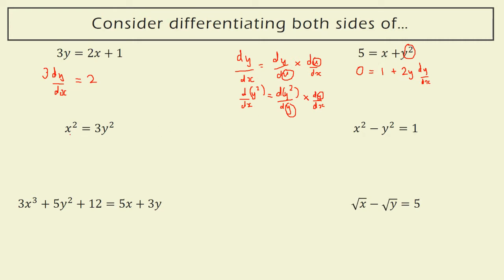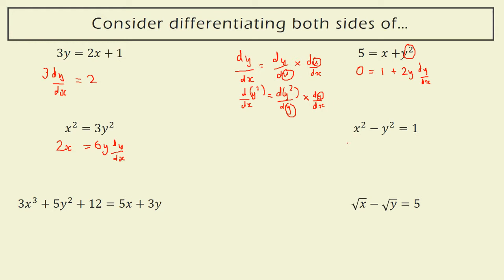X squared equals 3y squared. Differentiate with respect to x on the left, and on the right, based on what we've just been doing, differentiate with respect to y. 3y squared would go to 6y, and write a dy by dx on the end. Okay, getting the idea? Let's go to the next one.